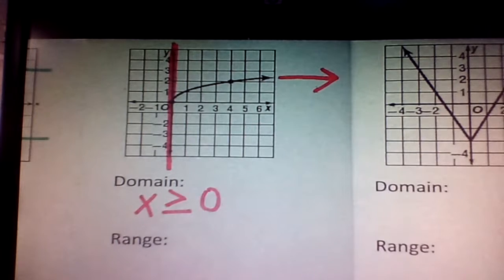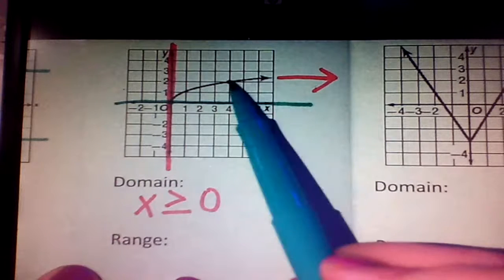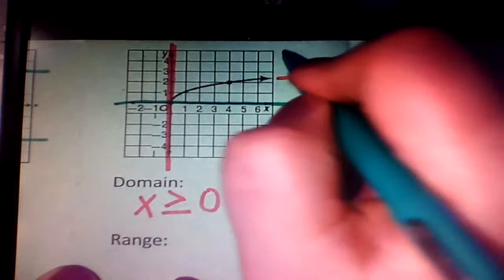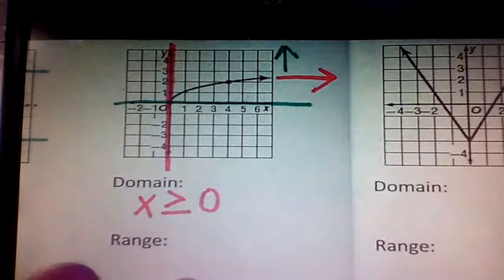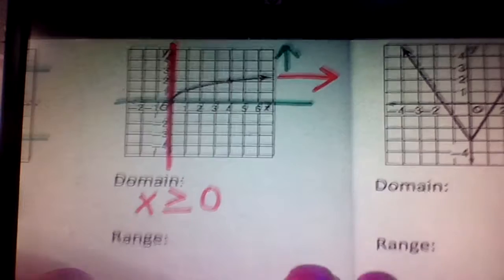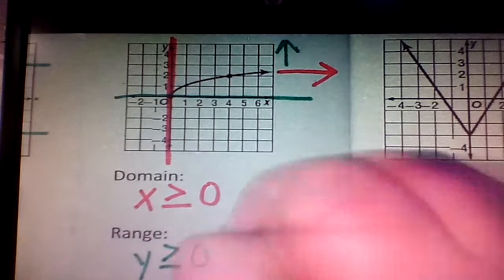Same thing with your Y's. So my Y's will never go any lower than 0. But as this graph goes to the right, it's also slightly moving up. So it's going to continue in that upward direction. It's not moving up really fast, but it is going to continue to go in that up direction. So Y is greater than or equal to 0.